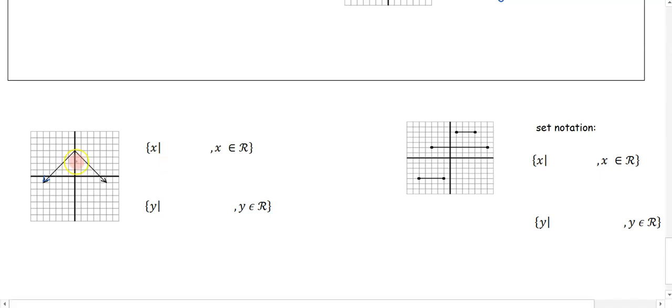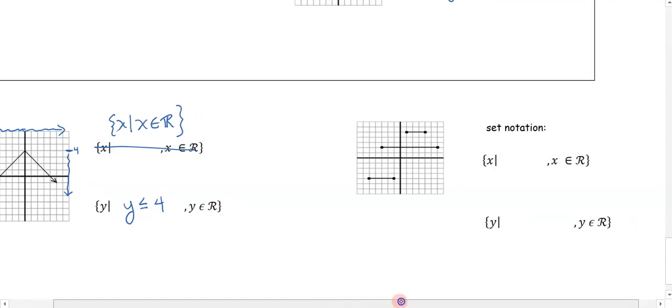Here's the first one. The domain, go left forever, go right forever. So the domain, I would just squish it together. There's no stopping left, no stopping right because of the arrows on my graph: x such that x is in the set of all real numbers. My range, up and down, has a stop at 4, but no stop going down, so my range is y is less than. Since it touches it, you would include the boundary point, less than or equal to 4. All right, let's go to the next one.